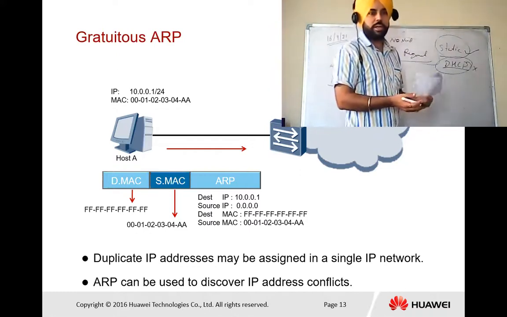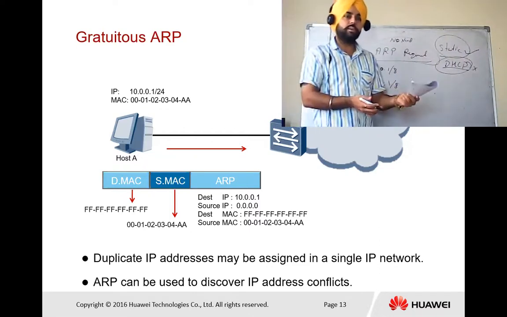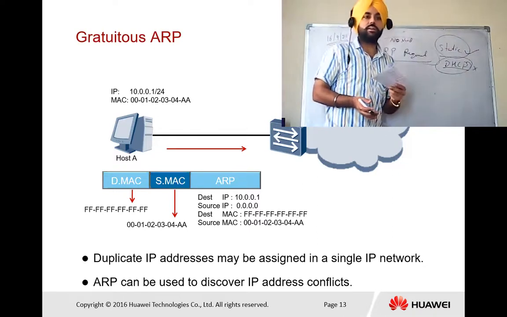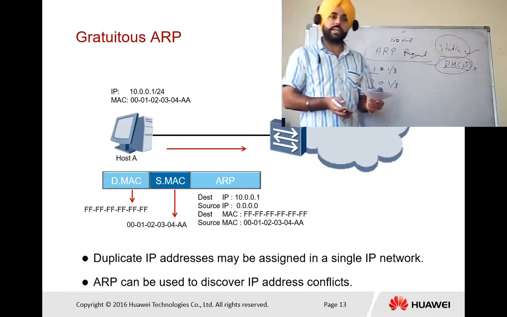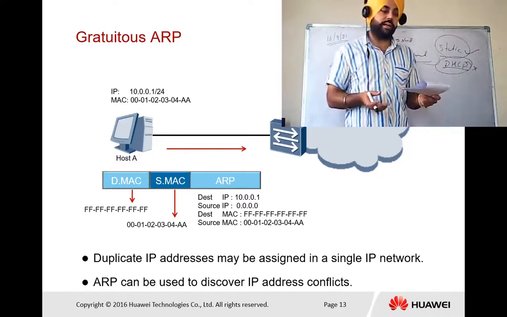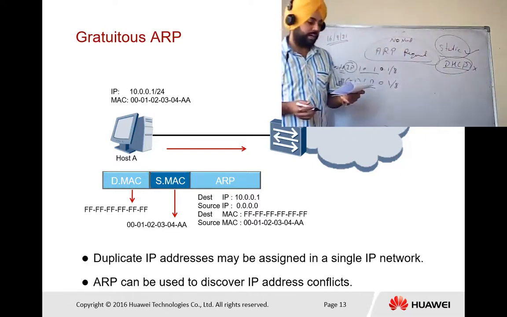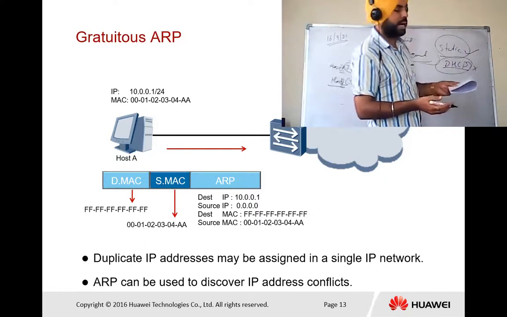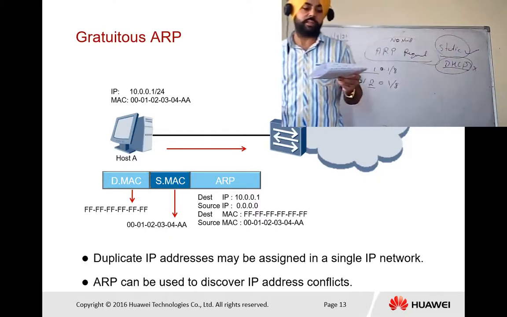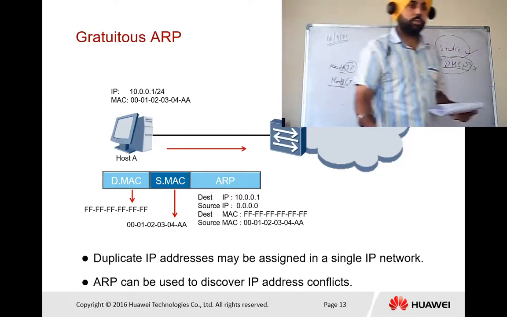It's human behavior, so we may assign the same IP to another system. At that time, gratuitous ARP will activate. It will check the uniqueness of the IP address. That is the main function of gratuitous ARP. So if anyone replies with a different MAC address and says I have this IP address, that means it is a duplicate IP address.